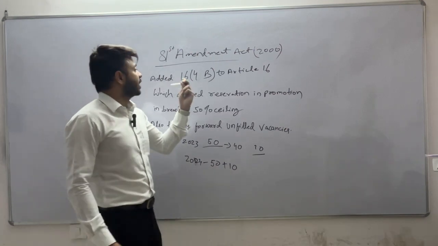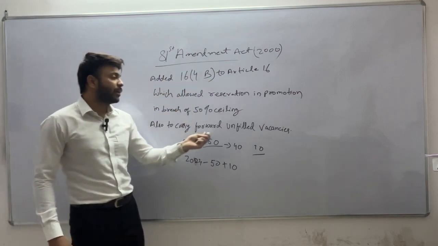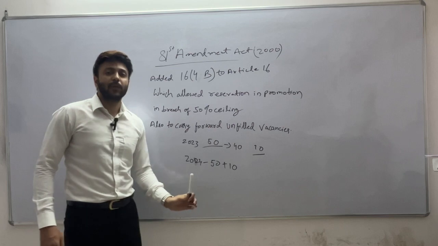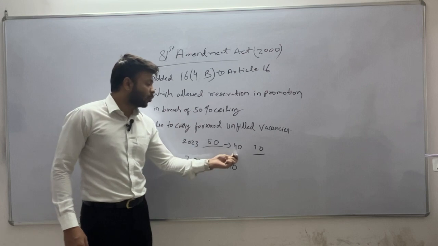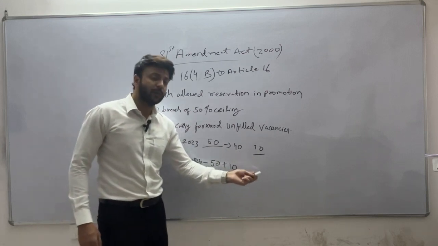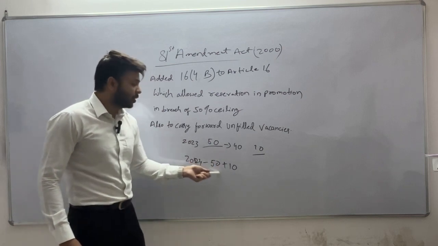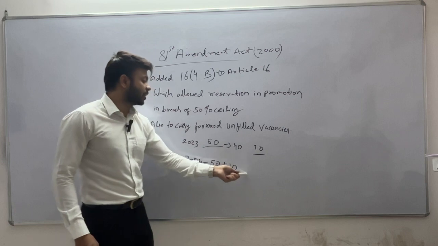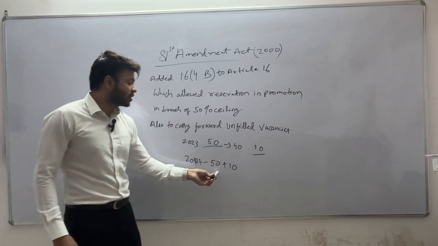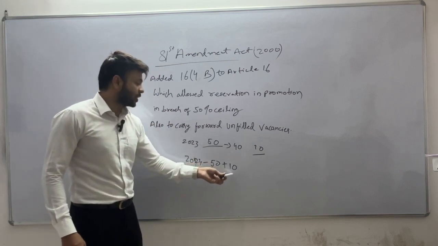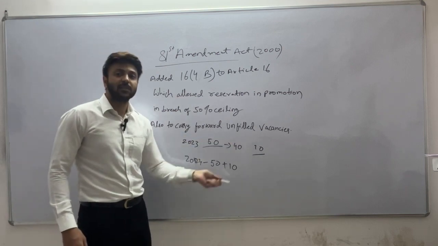Article 16(4)(b), which was added through the 81st Amendment, also allowed to carry forward unfilled vacancies in the next year's vacancy. For example, if in 2023 there were 50 vacancies available and only 40 got filled and 10 remained unfilled, then these 10 will get carried forward into next year's vacancies and added to the new vacancies, which is now 50 plus 10. The reservation will be provided on the entire number of vacancies, which was not earlier possible. Earlier, reservation could only be given on the current vacancy, not the carried forward one. So 16(4)(b) also made it possible to carry forward unfilled vacancies in the next year's vacancy.